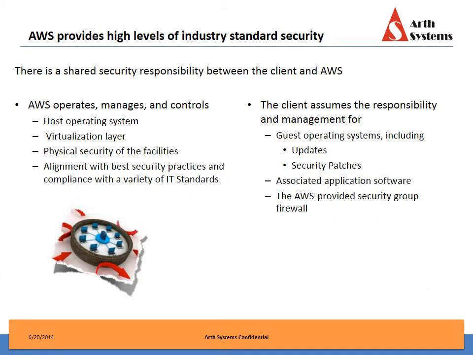AWS provides high levels of industry-standard security. The security is a shared responsibility between AWS and the client. AWS manages the host operating system and virtualization layer, as well as the physical security of the facilities. The client assumes the responsibility at the guest OS layer and the associated application software. AWS provides a security group firewall that the client configures to meet their needs.